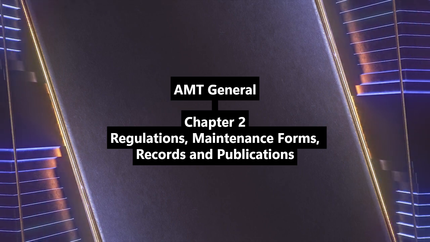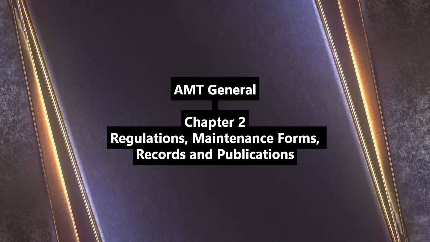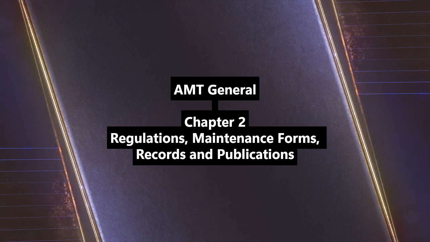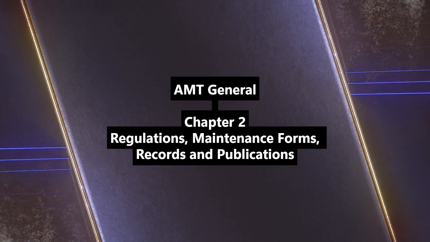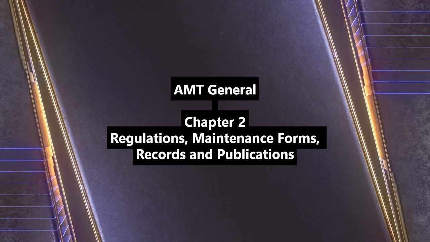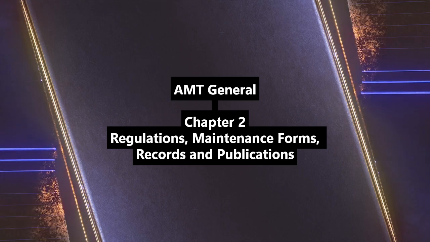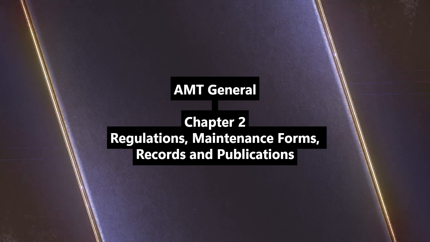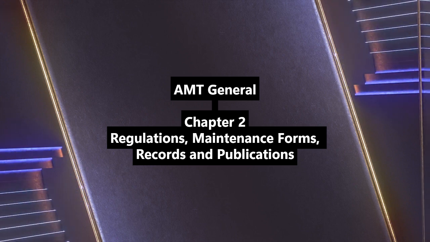This time, we're zeroing in on the crucial regulations, the forms, the records, and publications that are basically the foundation for keeping aircraft airworthy. And we've got a great resource to help us cut through the noise. It's excerpts from a chapter called Regulations, Maintenance Forms, Records, and Publications. Okay. Our mission today is pretty straightforward. Pull out the really important, interesting bits of these rules, give you a clear picture without drowning you in details. Sounds good. Let's get into it.